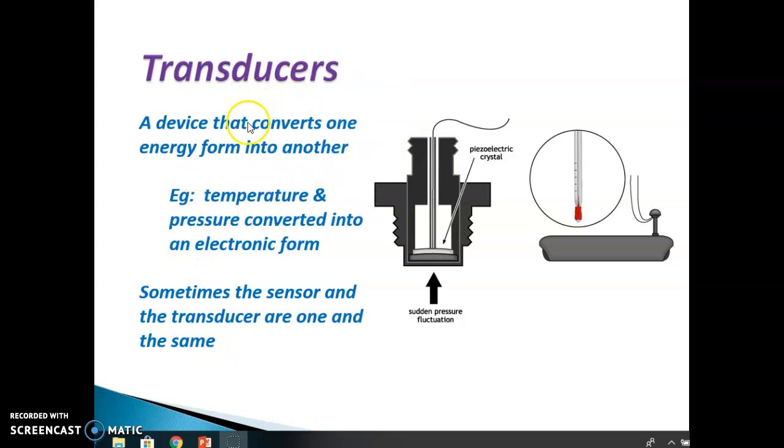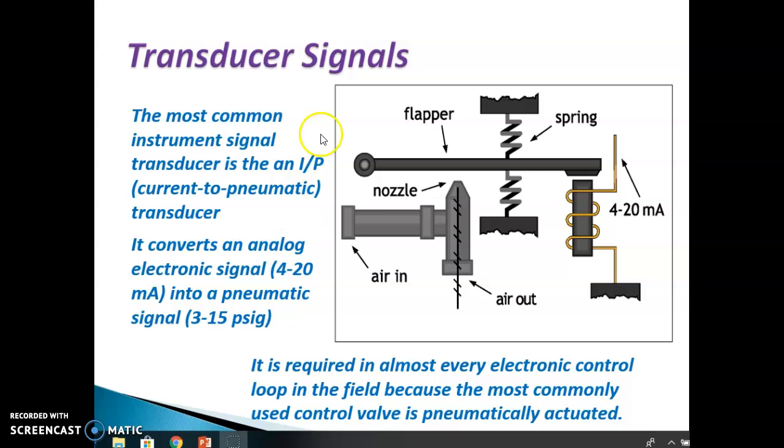Okay, now we're going to jump into transducers. A transducer is a device, again, that converts one form of energy to another. So we talked about this in transmitters, right? But in this particular instance, this is a little confusing. Sometimes the sensor and the transducer are one and the same. That's if it's a transmitter, but we're going to be talking about transducers in the form of something that feeds to this part here, the final control element.